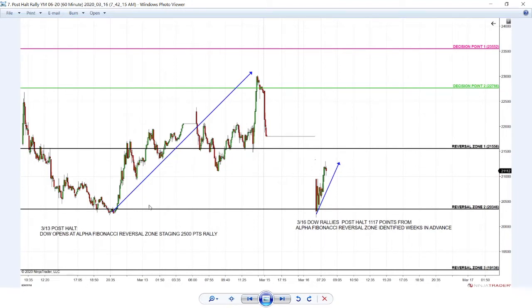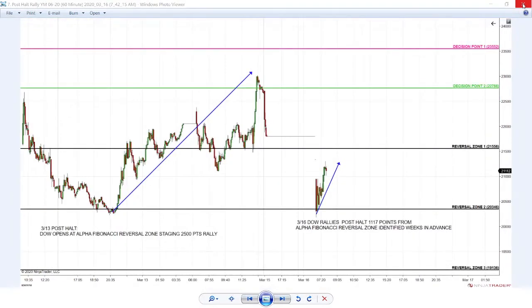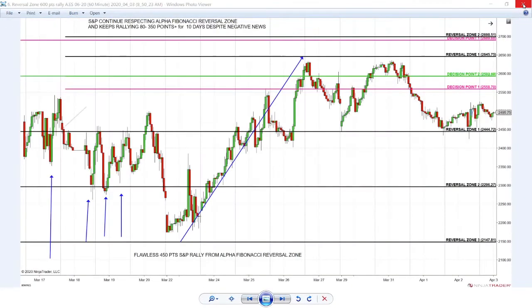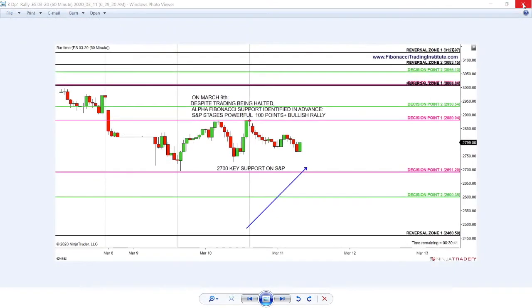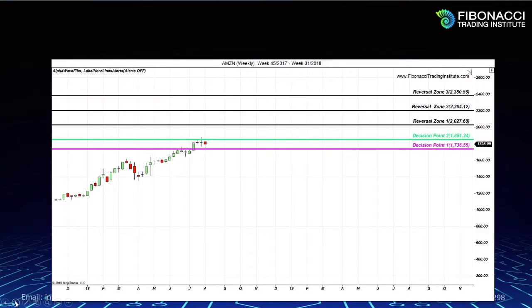And that's the ultimate bottom. And that's what continued playing out, and what an intelligent trader took advantage of. Institutional bottom is key of the method. And that's what played out in our trading room in the month of March.